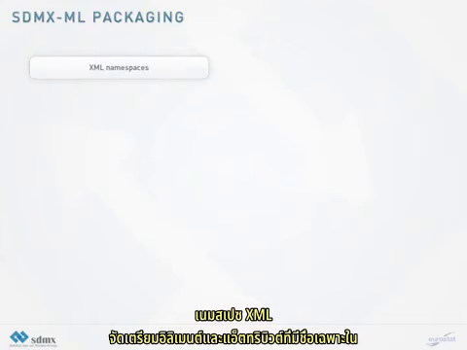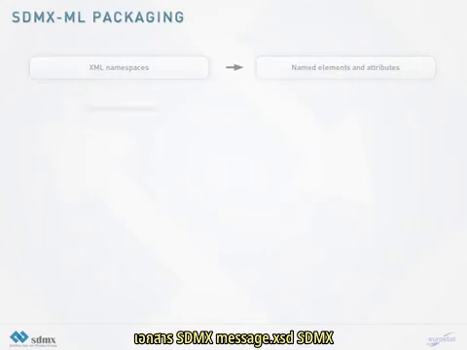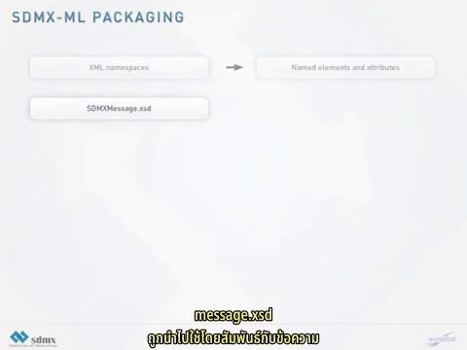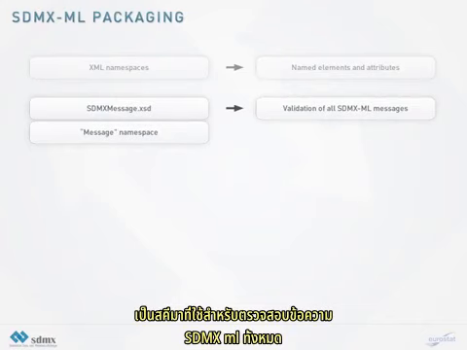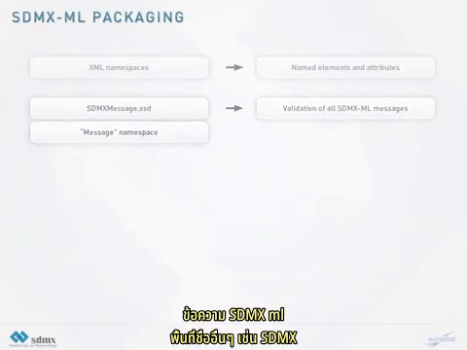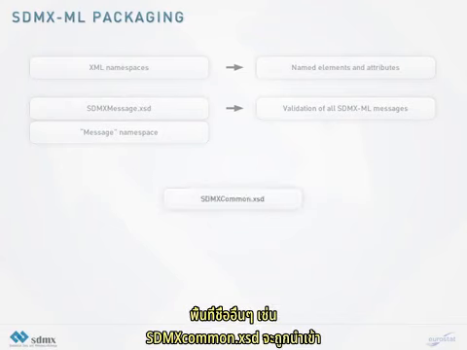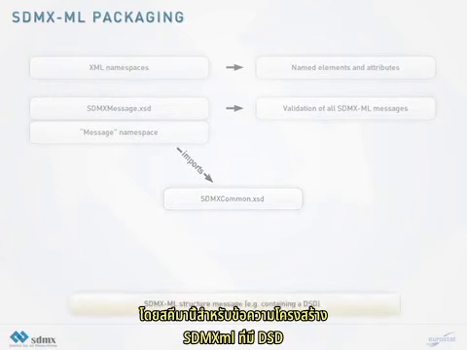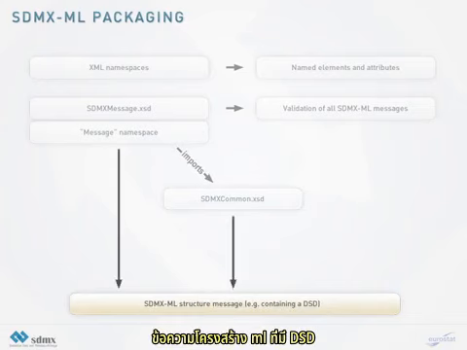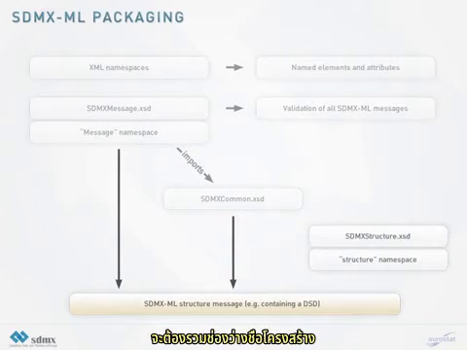The XML namespaces provide uniquely named elements and attributes in an XML document. The SDMX message.xsd, implemented in relation with the message namespace, is the schema used for validating all SDMX ML messages. Other namespaces, such as the SDMX common.xsd, are imported by this schema. For a SDMX ML structure message containing a DSD, the structure namespace must be included.